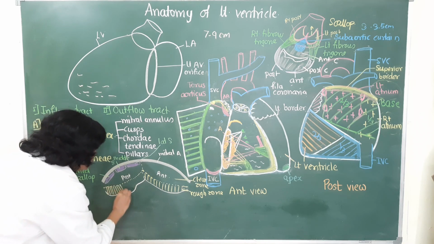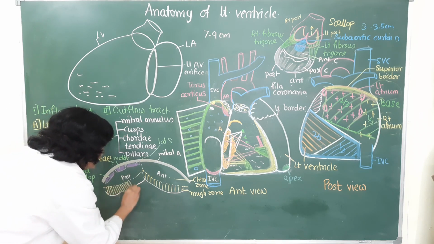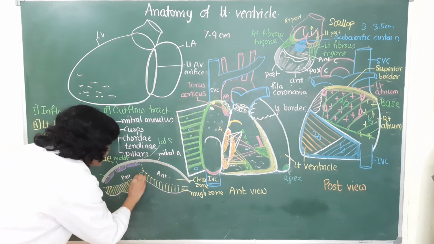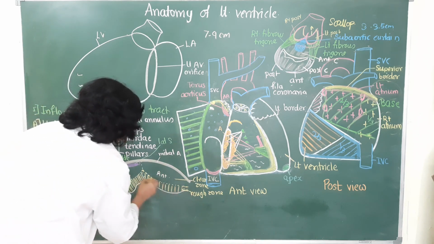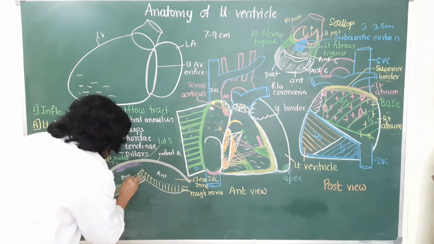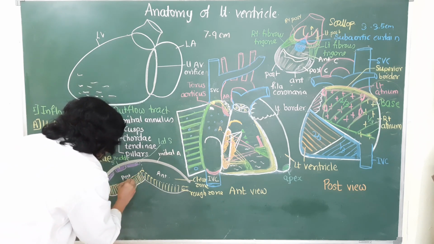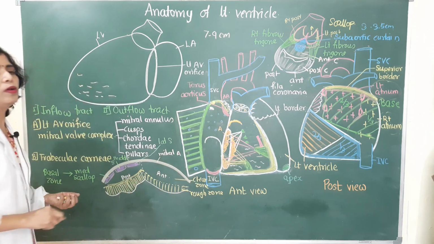If you see the rough zone of the posterior leaflet, it occupies more surface area than the rough zone of the anterior leaflet, and that's why in the closure of the left atrioventricular orifice, posterior leaflet plays an important role.